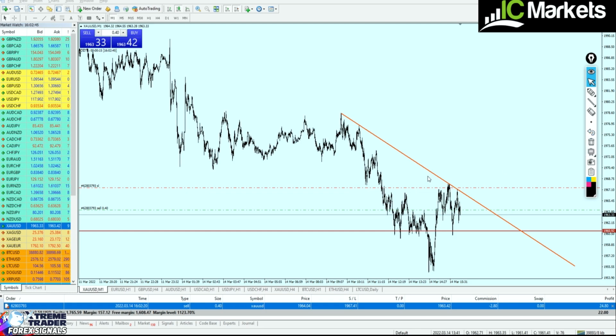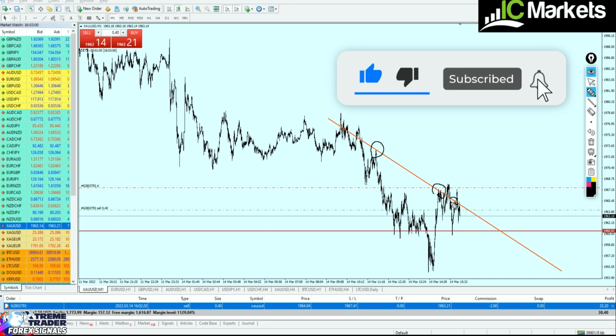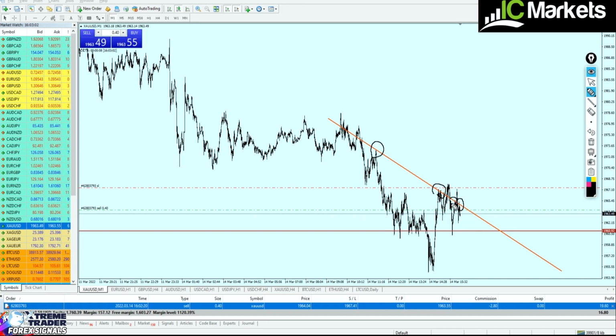Now pay attention that I have drawn the resistance trend line right here, and all I'm doing is simply dragging the same resistance trend line to the next resistance trend line, which is exactly right here. And pay attention that this level has been respected several times as well. The market has reversed exactly on the same level of that resistance trend line, which means that right now the pair is going to continue to fall.